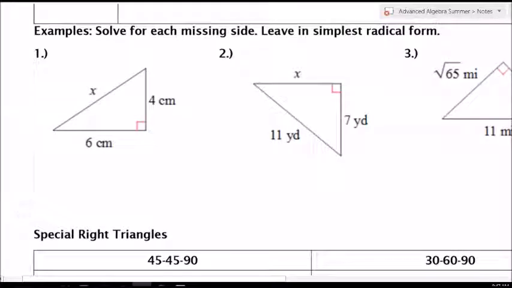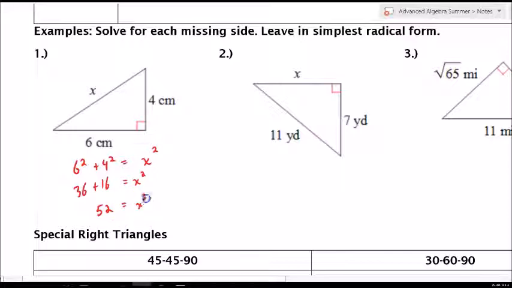So if I set this first problem up here, I see x is my hypotenuse. It's across from my right angle. So if I square the two short sides here, that'd be 36 plus 16. Again, GeoGebra will handle these calculations as well. 52. And if I take the square root there, with length we're always going to be moving in positive.